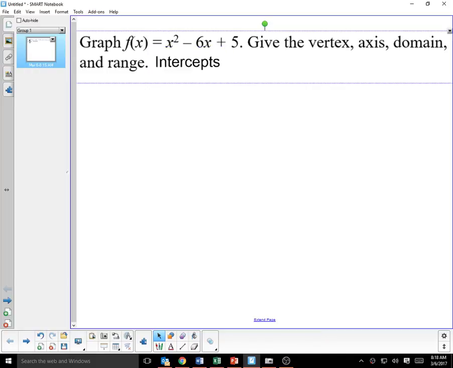And when I say intercepts, there are two types of intercepts. Because there are two axes, the x and the y axis, this parabola could intercept the y-axis as well as the x-axis. Okay? So we're going to look for all those as well.